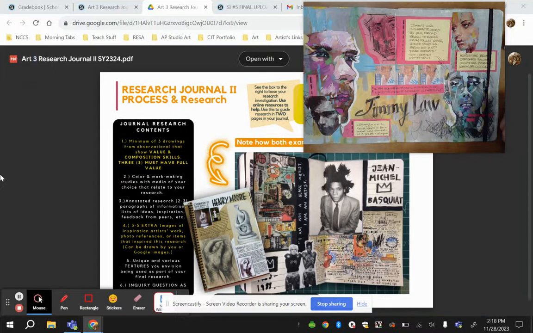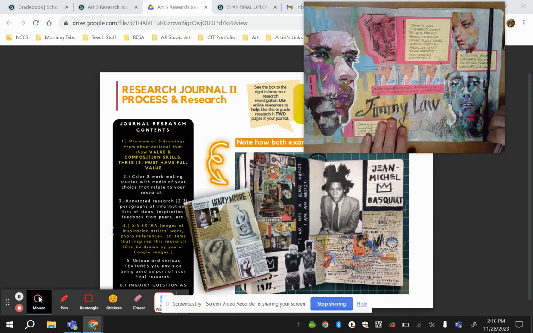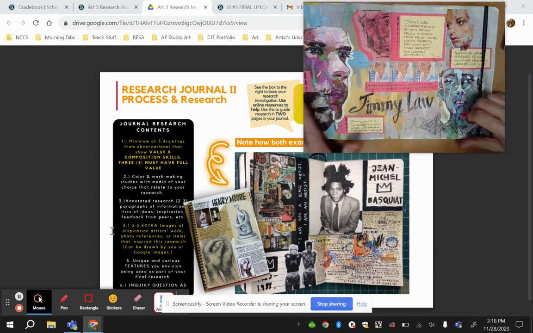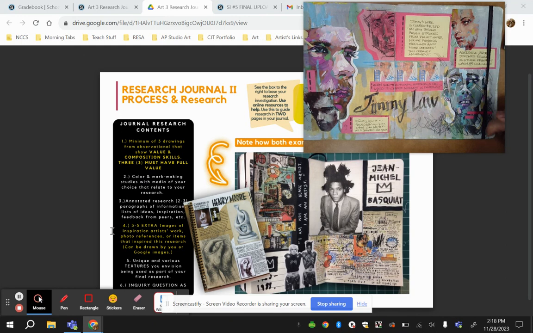Hi, this is a quick intro to a research journal that was assigned in class. And just like always, the handout that you can see on the screen is available in Schoology. And in the top right corner, you can see my example that I also shared in class. So this research journal, just like the first research journal, has the same exact format.